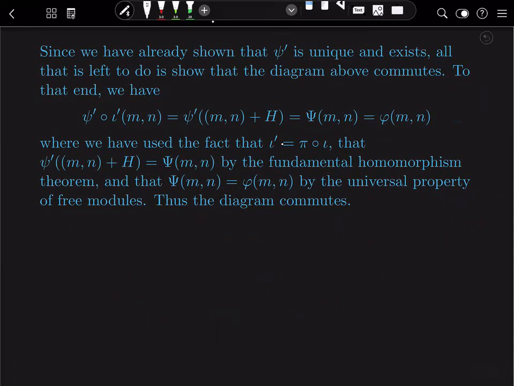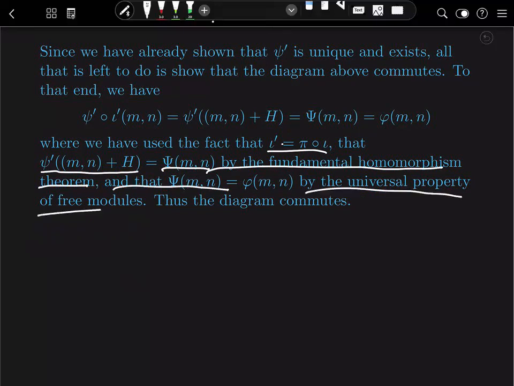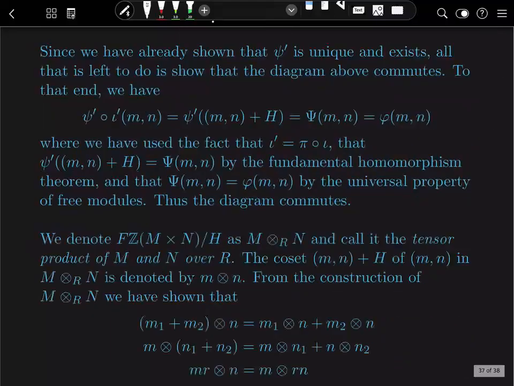And as I said here, we use the fact that iota prime is this composition, that psi prime of m comma n plus h is capital Psi of mn by the fundamental homomorphism theorem, and we use the fact that psi of mn is equal to phi of mn by the universal property of free modules. So we've used all these universal properties, and we've shown that the diagram commutes.